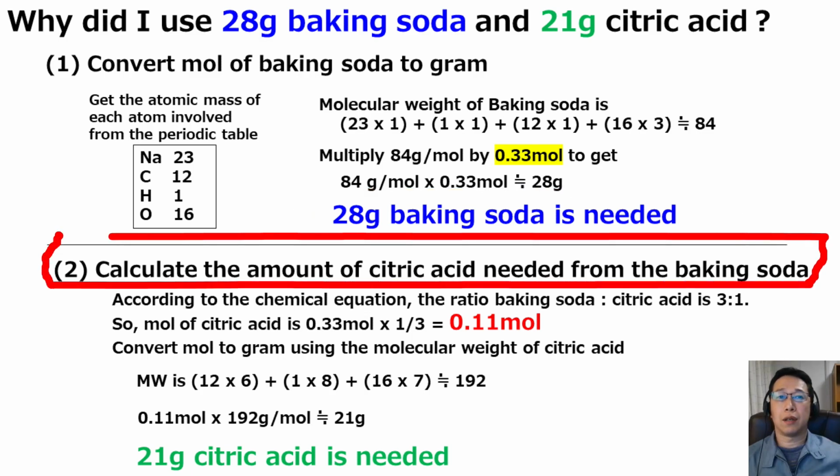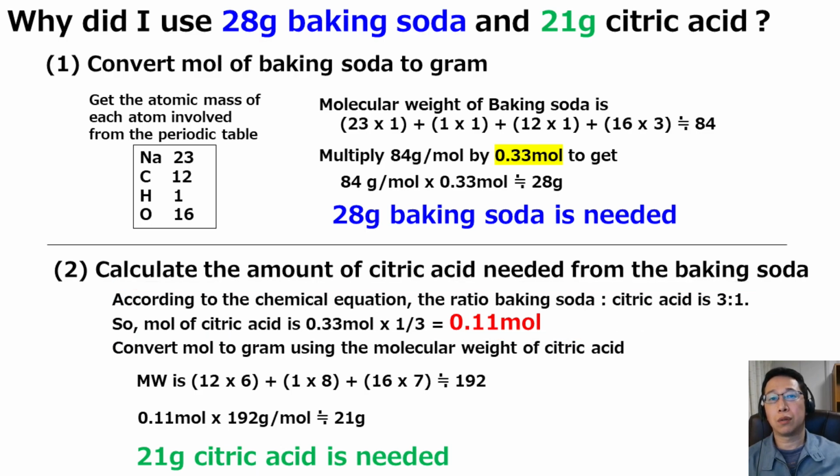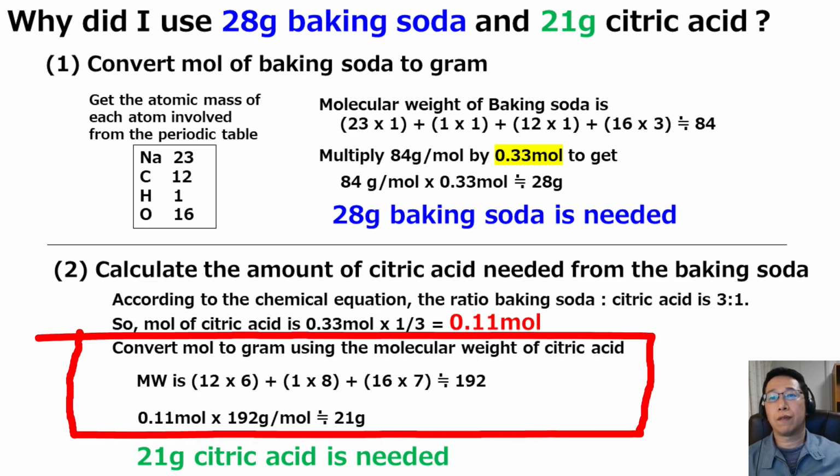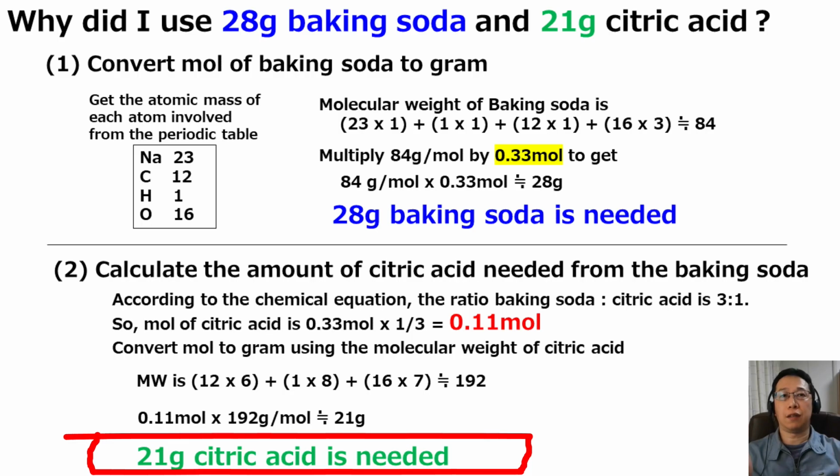For citric acid, according to the chemical equation, the ratio of baking soda to citric acid in mole is 3:1. So the mole of citric acid is 1/3 of that of baking soda, which is 0.11 mole. Convert this number in mole to gram using the molecular weight of citric acid. And finally, you get 21 grams of citric acid.